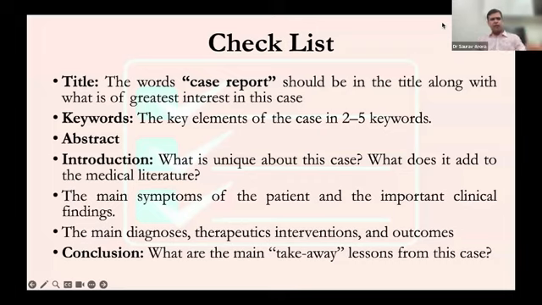The title: the words case report should be there. So whosoever is reading that case report, he should know very well that I am reading a case report, I'm reading a case series. Keywords: the key elements of the case should be 2 to 5 keywords. Why? Because nowadays, everything is indexed.